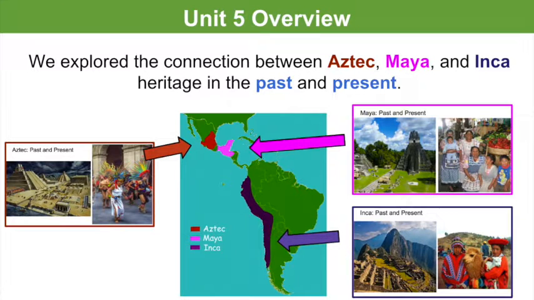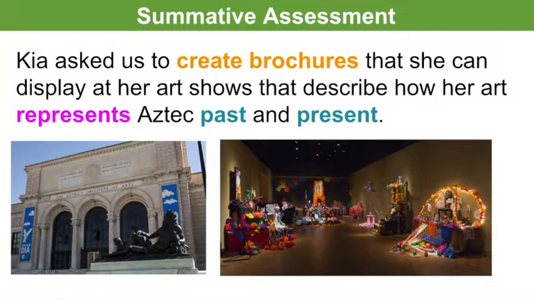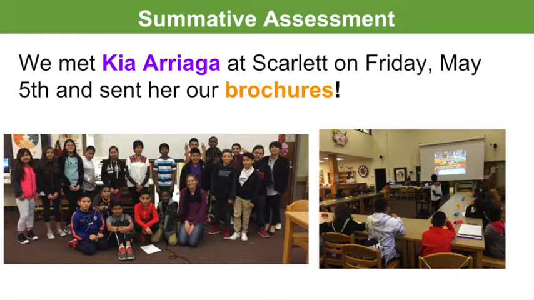We explored the connection between Aztec, Maya, and Inca heritage in the past and present. We met a Detroit-based artist named Kia Arriaga. She used art to teach others about her Aztec heritage. Kia asked us to create brochures that she can display at her art shows that describe how her art represents Aztec past and present. We met Kia Arriaga at Scarlet on Friday, May 5th, and sent her our brochures.